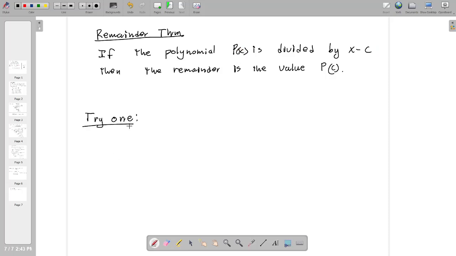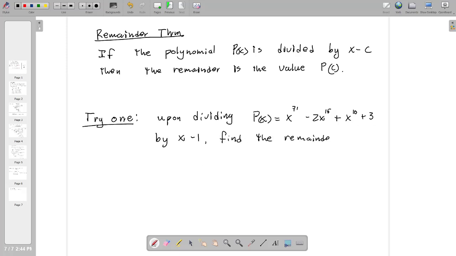I want you to try one. I think that this theorem is easy enough that you should be able to do one without an example. So I want you to find, upon dividing, p of x equal to x to the 71st minus 2x to the 15th plus x to the 10th plus 3 by x minus 1, find the remainder. This problem should take you less than a minute, just as an idea. It might take you a few minutes to figure out what to do using the theorem, but once you actually figured out what to do, then the problem itself will take less than a minute.